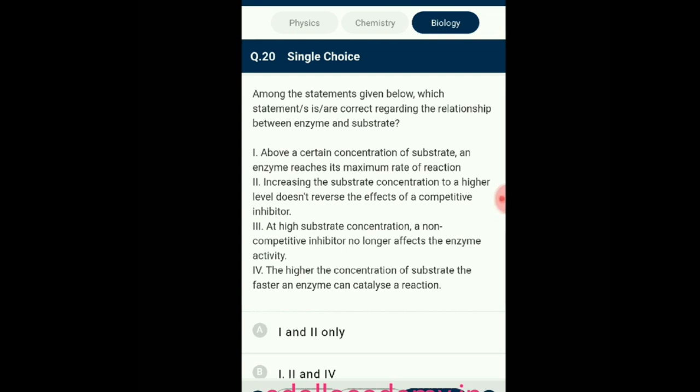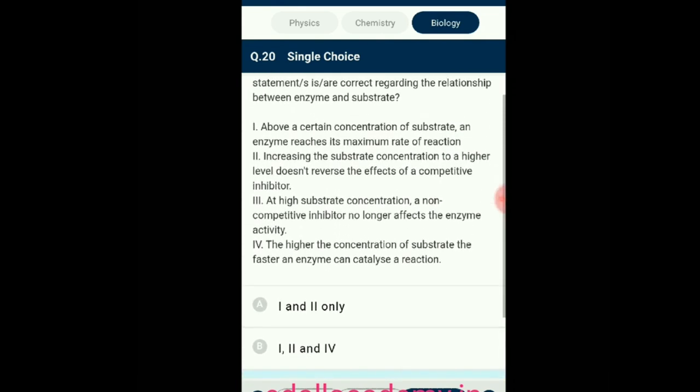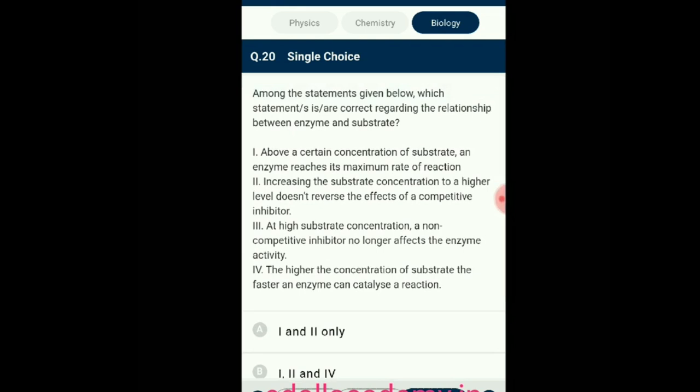Lastly, a competitive inhibitor competes with the substrate for the same position of the active site. If the substrate concentration is higher, it will replace the competitive inhibitor from the active site and reduce its effect on enzyme activity. So the answer for this question is option C. From the given 4 statements, the correct statement is the first statement alone. The remaining 3 statements are incorrect.